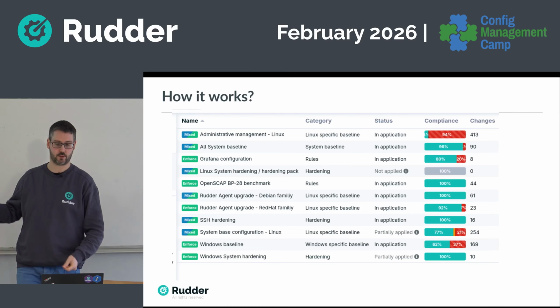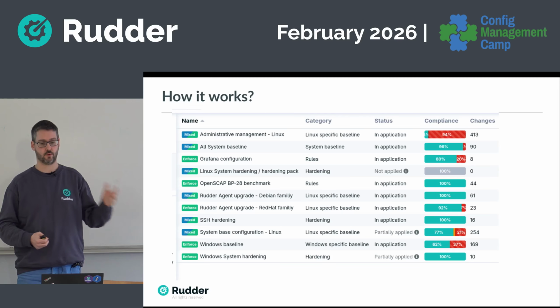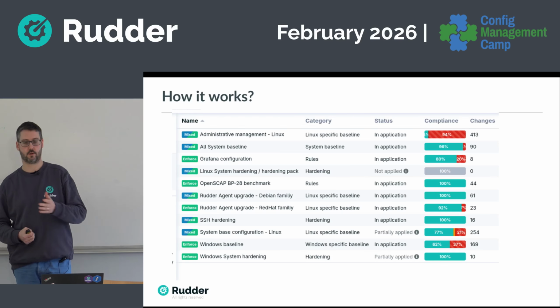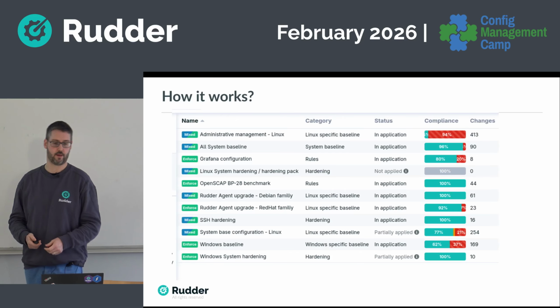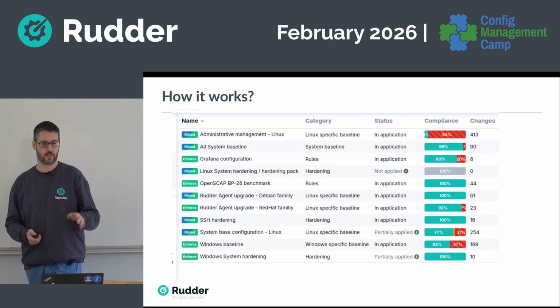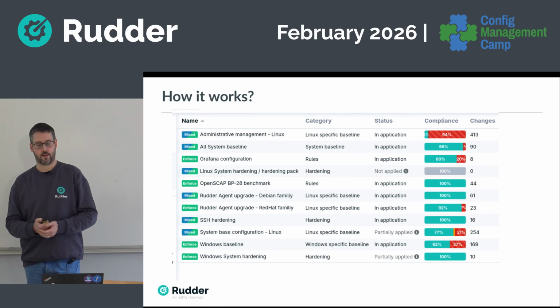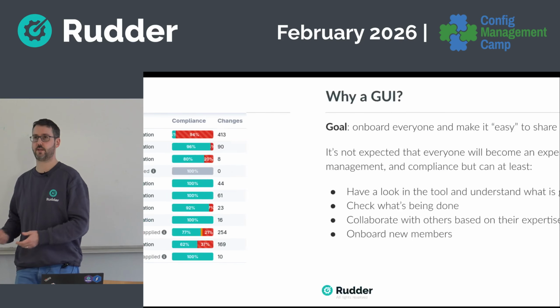So this is an actual screenshot of Rudder. We have each of the rules there. We have a rule to manage administrative accounts on a Linux server, which is clearly not compliant on this system. It's very bad. The system baseline is fairly okay with 96% compliance. Grafana is so-so with 80%, etc., etc. SSH hardening is 100%. That's very good. So we can see and investigate what's going on and fix it with Rudder, or manually if it's something that cannot be fixed automatically.